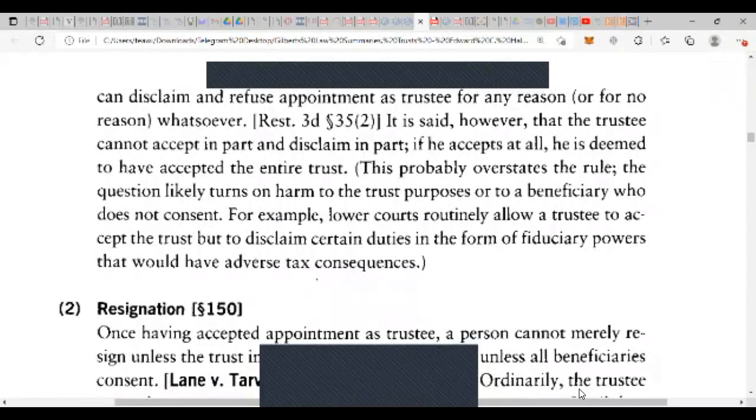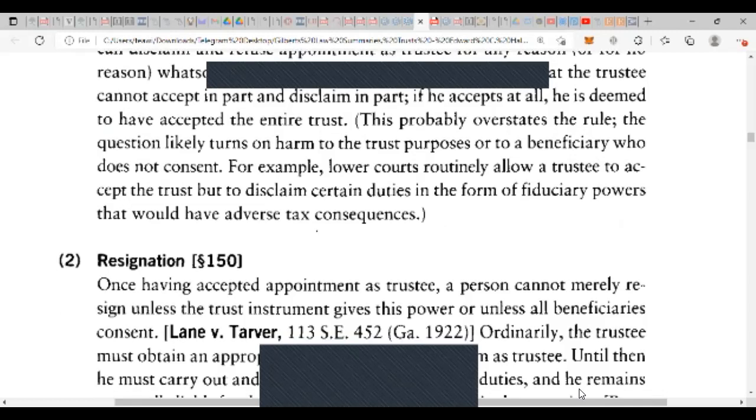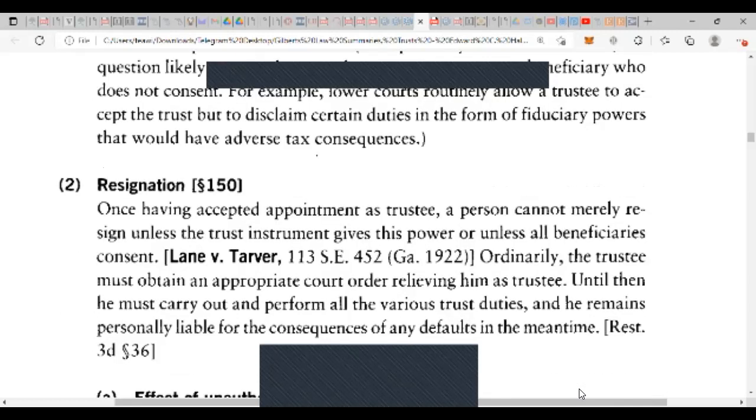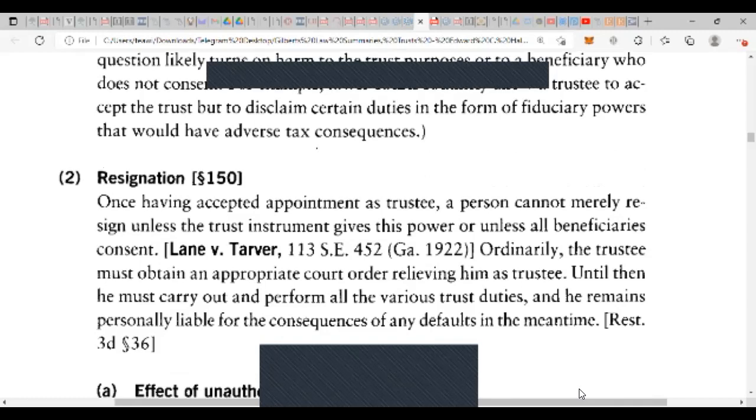Restatement 3D, Section 35(2). It is said, however, that the trustee cannot accept in part and disclaim in part. If he accepts at all, he is deemed to have accepted the entire trust. This probably overstates the rule. The question likely turns on harm to the trust purpose or to a beneficiary who does not consent. For example, lower courts routinely allow a trustee to accept the trust, but to disclaim certain duties in the form of fiduciary powers that will have adverse tax consequences.